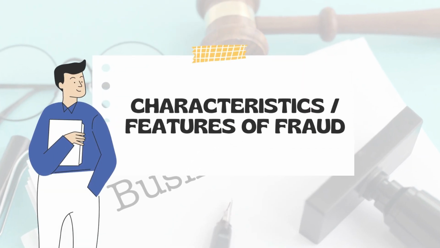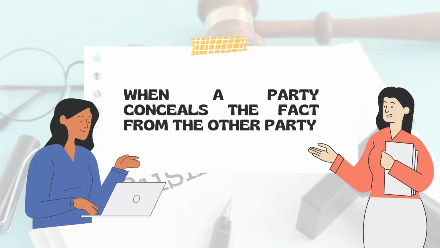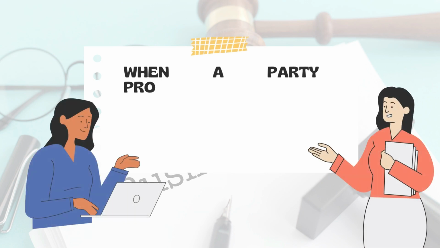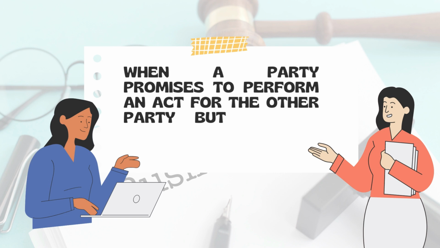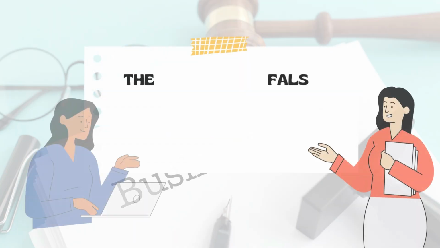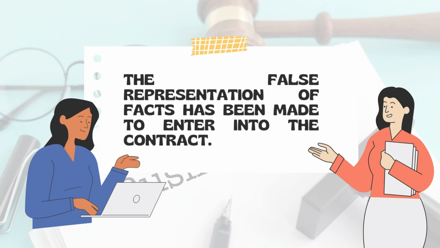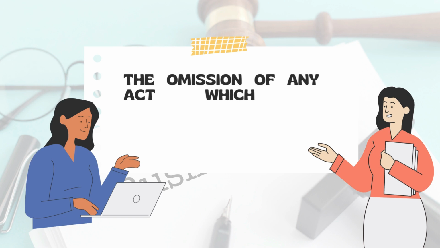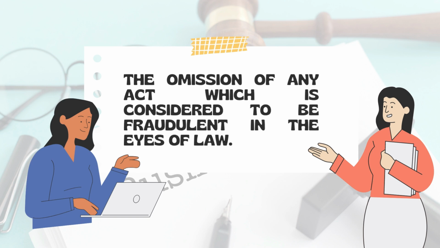What are the different features of fraud? Number one, when any party conceals the fact from the other party. So you are concealing, you are hiding certain information. That information is of importance, of pivotal nature. Number two, when any party promises to perform an act or series of actions, but he has no real intention to fulfill those promises. So that is also causing fraud. Third, any false representation of the facts has been made to enter into the contract. So you are actually giving wrong, false information. Fourth, if you are omitting any action which is considered to be fraudulent in the eyes of law. So you were supposed to disclose that information, but you have not disclosed it. Then in that case, it is a characteristic of fraud.